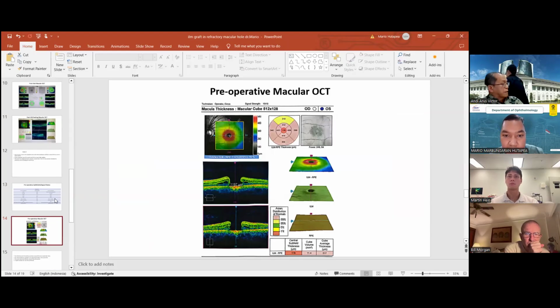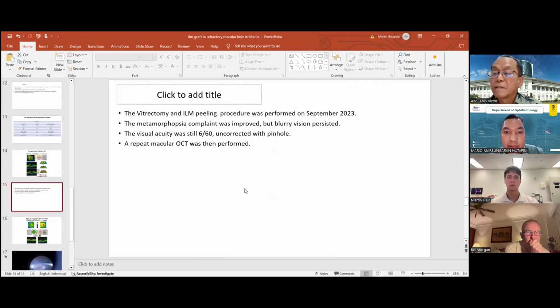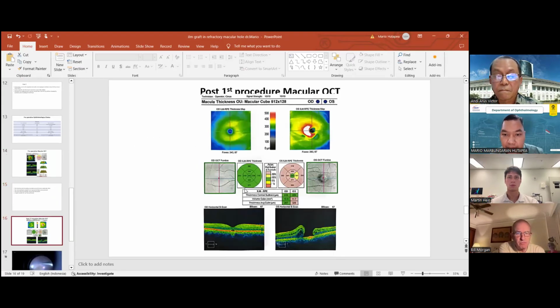The diameter is 1,197 micron. So it's a very large hole. And we did the conventional ILM peeling in this patient. But after the surgery, the macula is still open. And then we tried to do the free flap and do the macular plug.